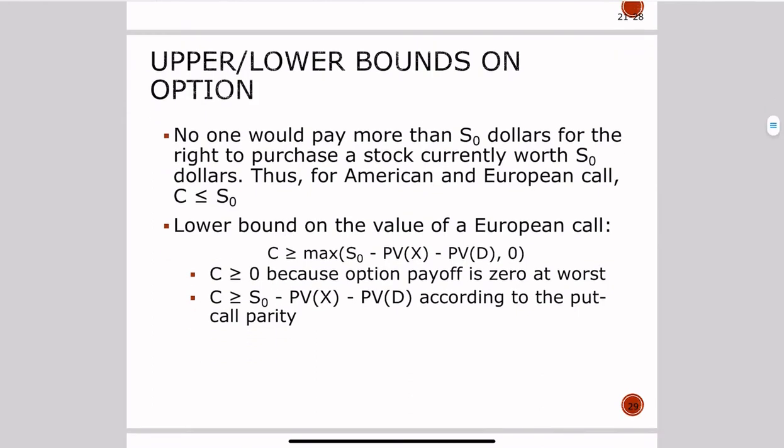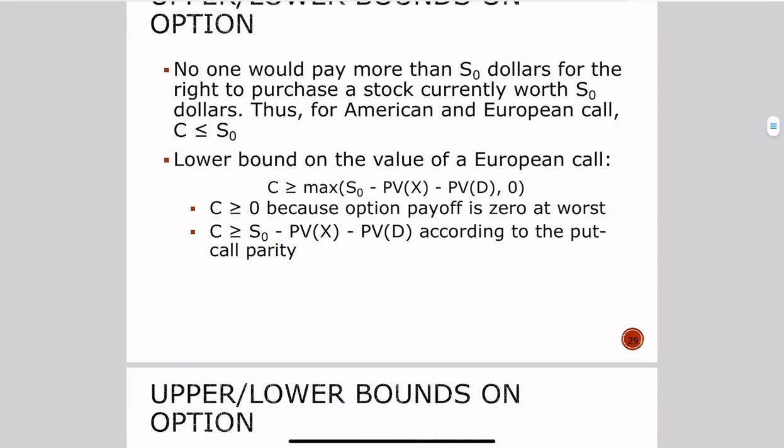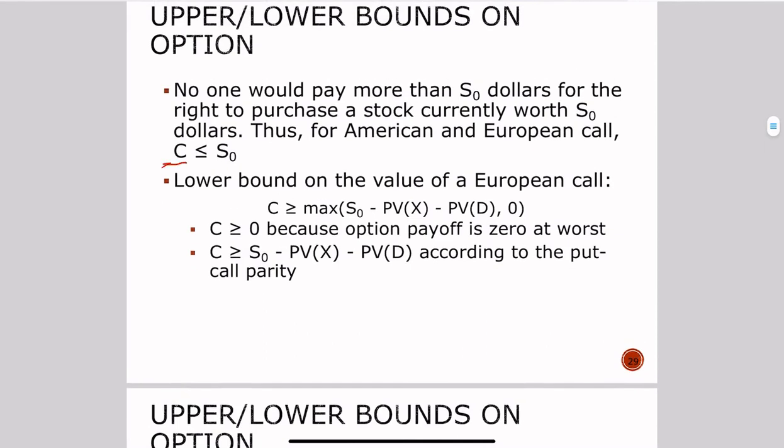Now, let's first look at calls. The first result is for both American calls and European calls: there is an upper bound. The upper bound for a call is the share price. That is, if you're looking at a call price C, and the current stock price is given by S0, then the price of the call has to be smaller than the share price.